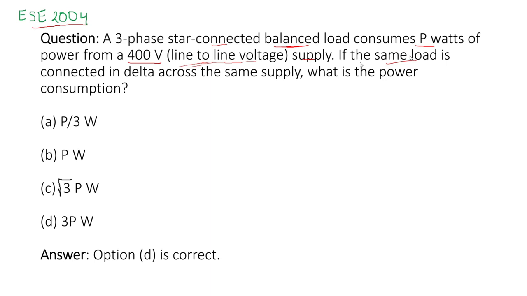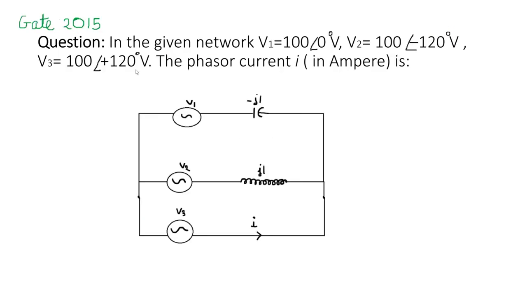Then if the same load is connected in delta across the same supply, see again the supply is same and now the load is connected in delta, and you have to calculate the power consumption. And you all know that power consumed in delta is 3 times of power consumed in star. Therefore, option D is correct. So you can see that we have solved this question in less than 1 minute just by knowing these few facts. Okay, now this is your question from GATE 2015.